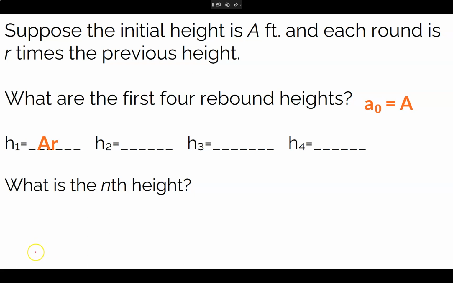How do I get A2? I'm sorry, H2? AR squared, good. Because I took my previous guy and I multiplied it by another rebound. How do I get H3? AR cubed, good. I think you see a pattern. How do we get the fourth? AR to the fourth. So how could I find any height for any rebound?